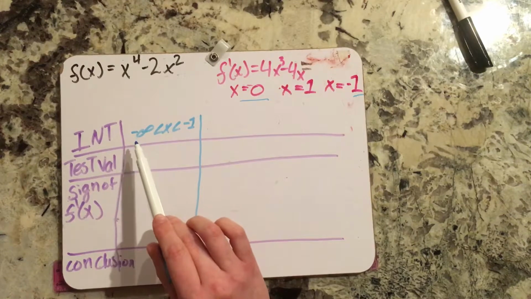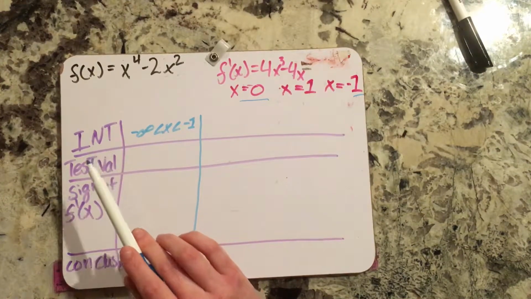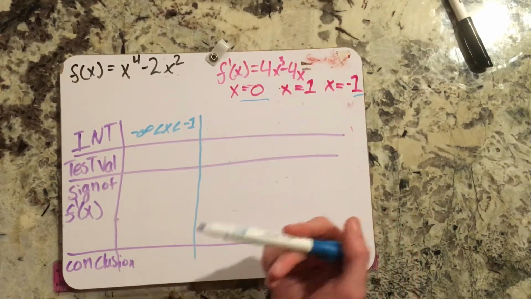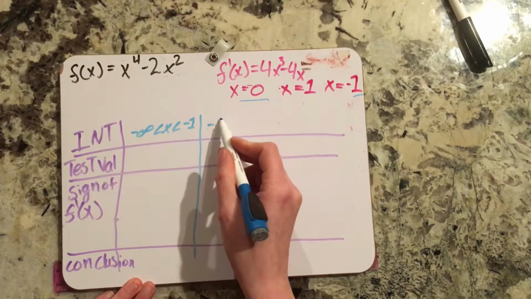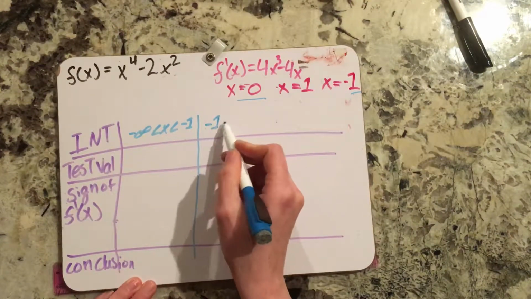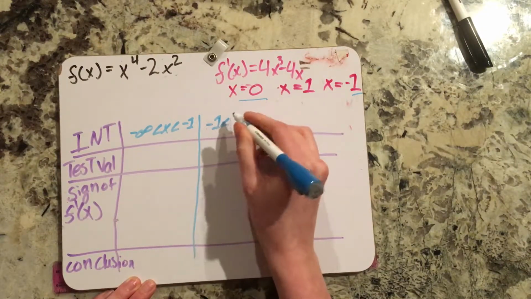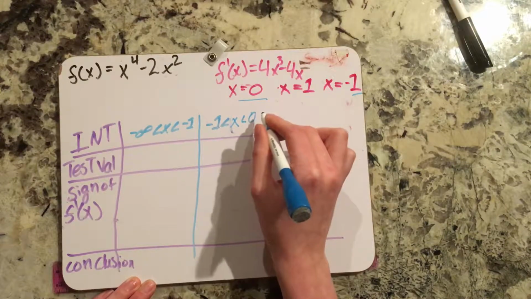So really, in a sense, you could consider the infinities, your negative infinity as your smallest value and your positive infinity as your largest value, and you're looking in between those two. So I'm going to take negative 1 less than x, which is less than 0.